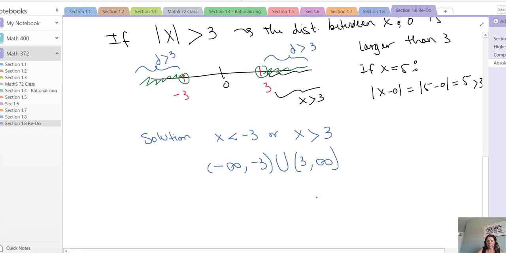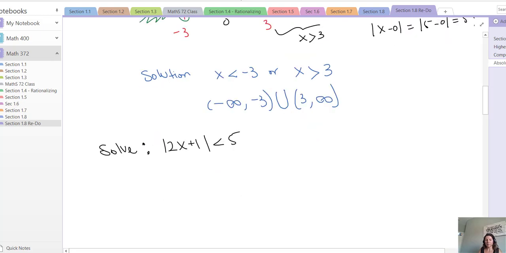So let's try something a little more complicated. So let's solve the absolute value inequality, say the absolute value of 2x plus 1 less than 5. So how do you solve that?